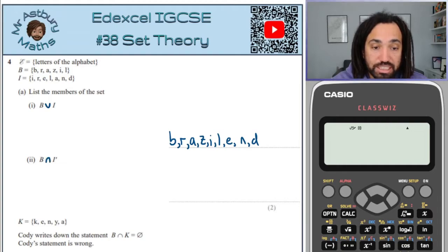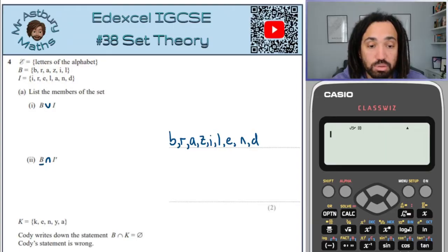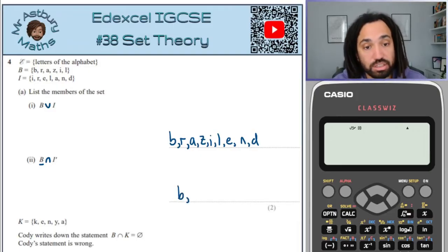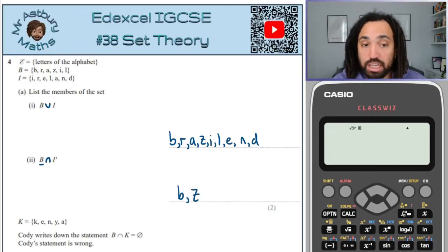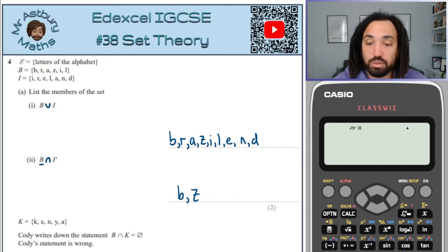Now the next one is the intersection. So that means that it has to be in both of the two sets. So it has to be in the Brazil set, and also it has to be in the not I set. So it's all the ones that are in B but are not in I. So that includes B. R is in I, so we can't include that. So is A. Z is in B but not in I. And that's it. So it's just B and Z, because all the other ones are in I and we're not allowed to include those ones.